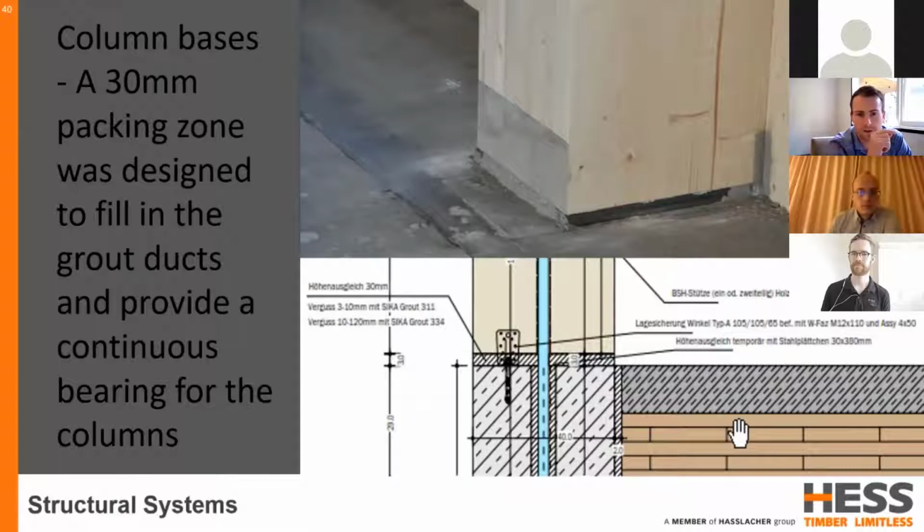There was also a 30mm packing zone, which was considered at the base of the columns to allow for vertical adjustment, and then obviously this was grouted along with the ducts after the installation of each level. This is this zone here, which was poured into the grout ducts.